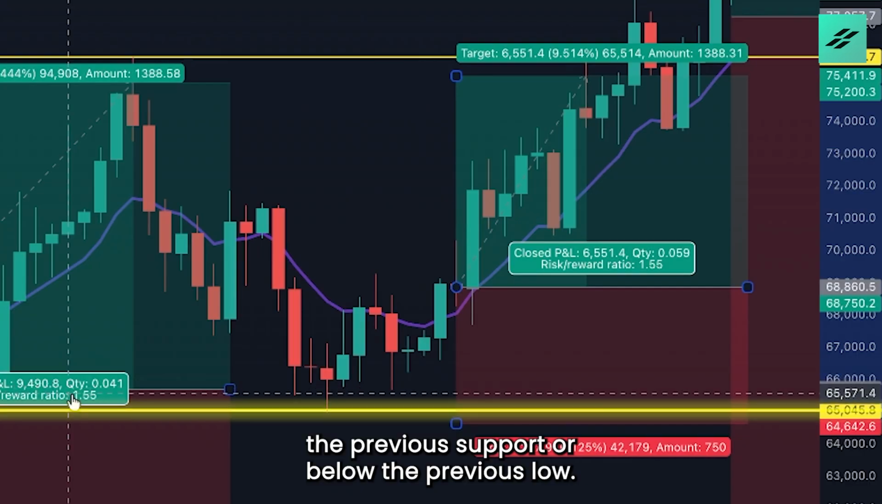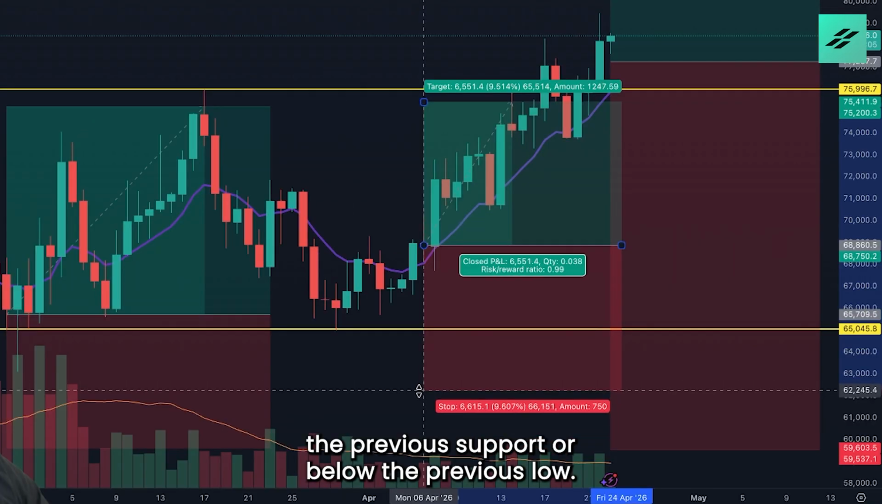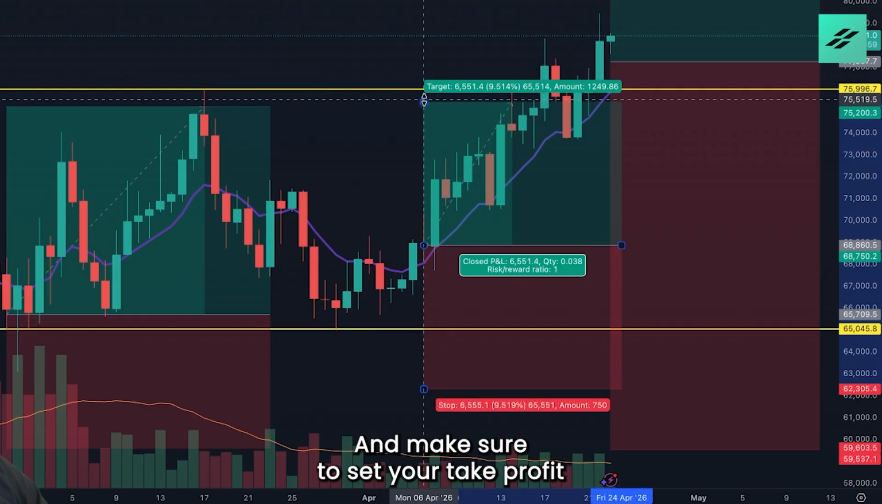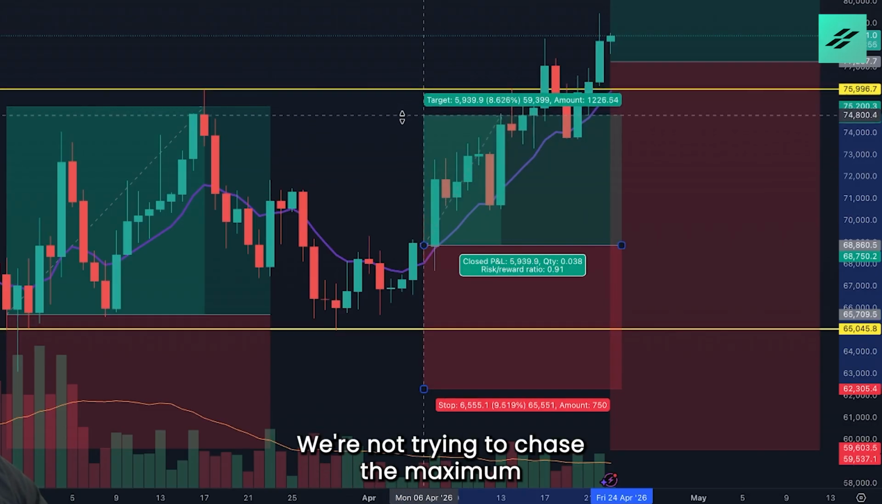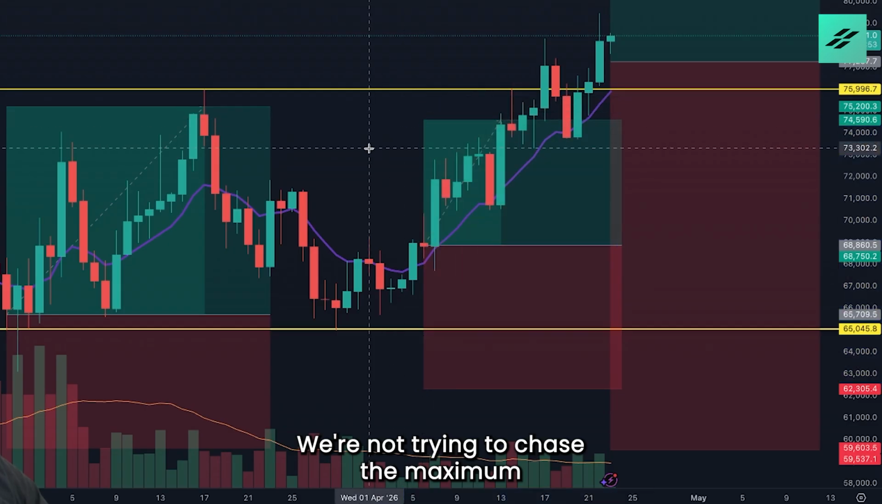place your stop loss, either if you want it to be tighter below the previous support or below the previous low, and make sure to set your take profit right below the previous resistance. We're not trying to chase the maximum out of every trade. We're trying to sell in an area that's likely to be retested.